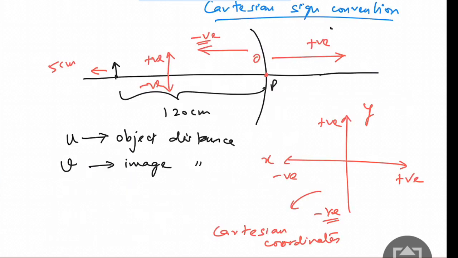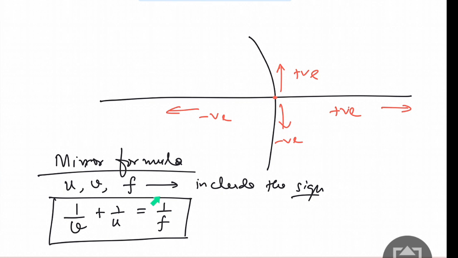Just a quick 30-second recap. Very simple. Pole is the origin. Any distance to the right is positive. Distance to the left is negative. Any distance upwards is positive. Downward is negative. The same as we do in maths when we use the X and Y axis. These are called Cartesian coordinates after the French mathematician René Descartes, so we say that we are following the Cartesian sign convention. This should be simple, and this is the formula.